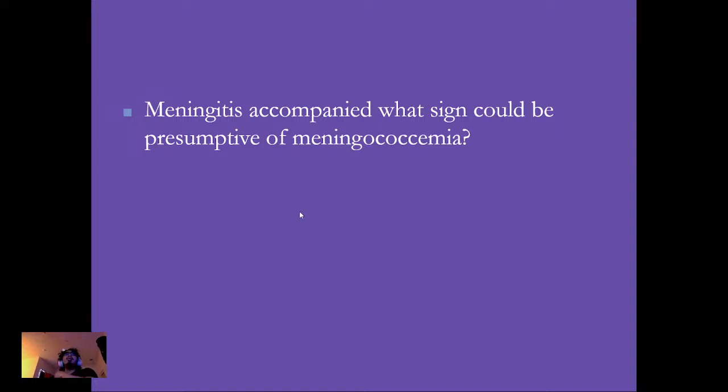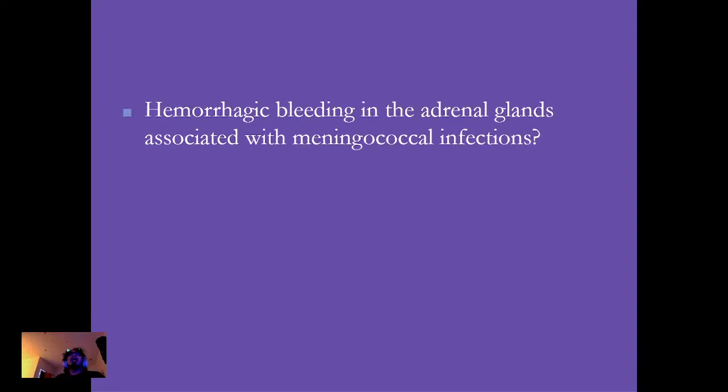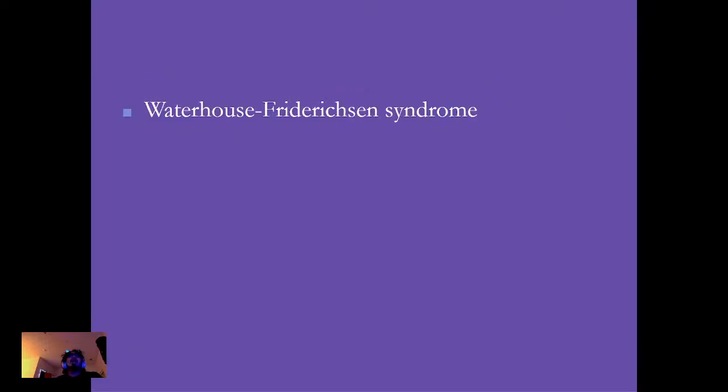Meningitis accompanied with what sign could be presumptive of meningococcemia? This is what you call scattered petechiae, specifically in the back area. Okay, scattered petechiae. And we also have another one. I think it has something to do with hemorrhagic bleeding in the adrenal glands associated with meningococcemia. This is known as your Waterhouse-Friderichsen syndrome. Okay, you will hear of Waterhouse-Friderichsen syndrome when you study coagulation in hematology.